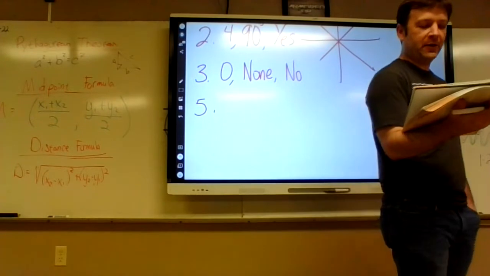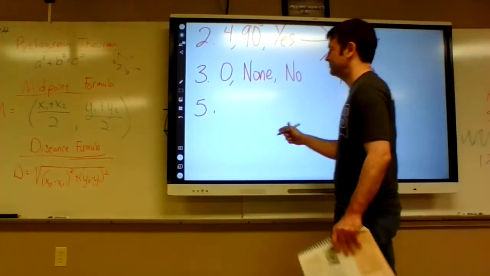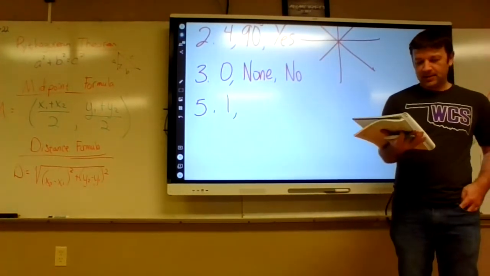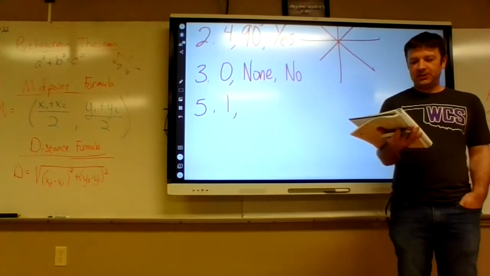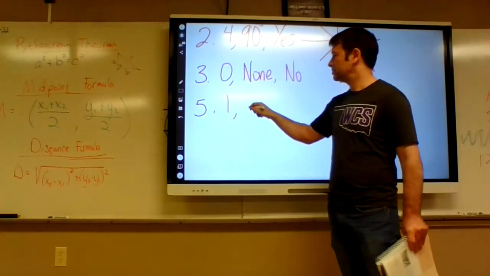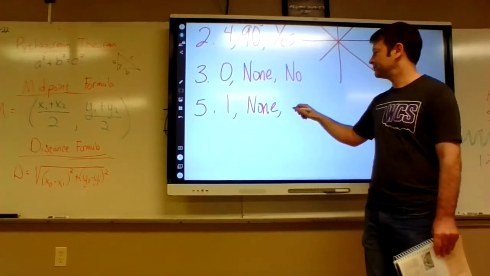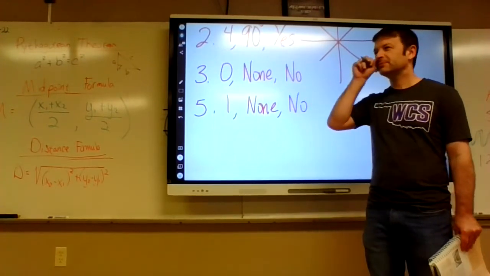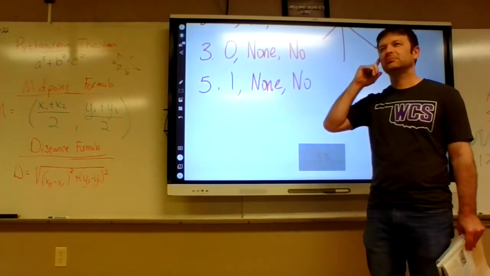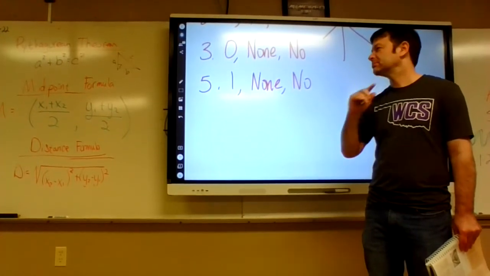Number 5. How many lines of symmetry does it have? 1. Yes. Okay, does it have any rotational symmetry? No. So I just put, okay, so does it have point symmetry? Yes. So if it has no rotational symmetry, it has no point symmetry. I don't know. So number 4 probably. It just sounds right.